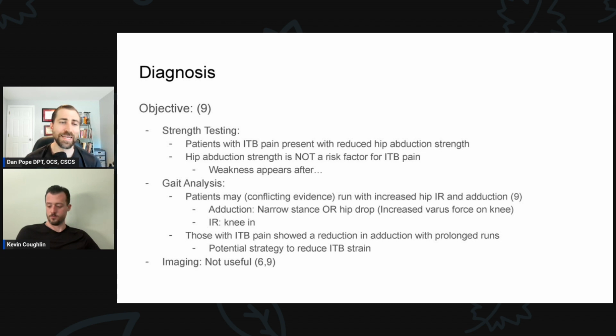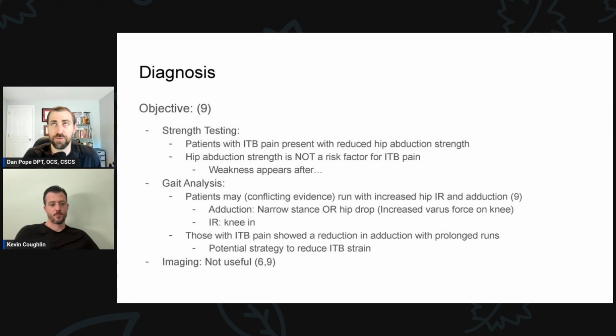How about from a gait analysis perspective? Should we be looking at gait and then giving specific recommendations to change technique, or are there certain things that we see that can help us with our diagnosis? So this is based on conflicting evidence, but patients may run with increased hip internal rotation and adduction, right? So they may have a little more internal rotation of that hip, more adduction, and that could kind of back up the idea of having a narrow stance or having a lot of hip drop being something that may cause some problems in folks that eventually get ITB pain.